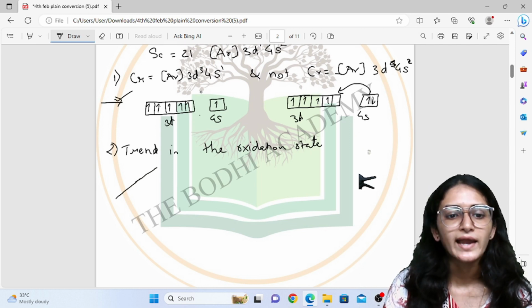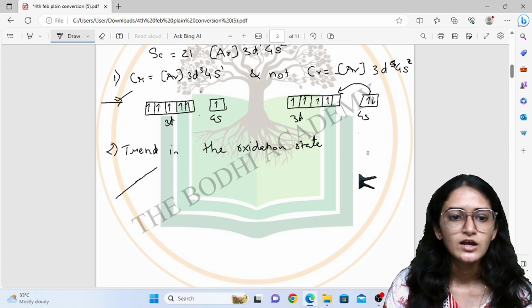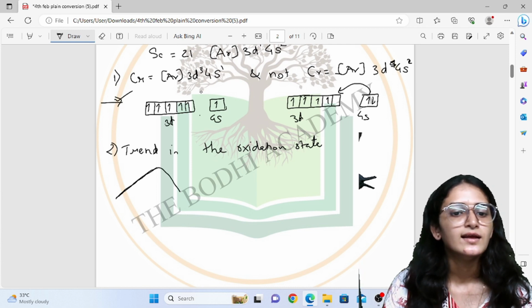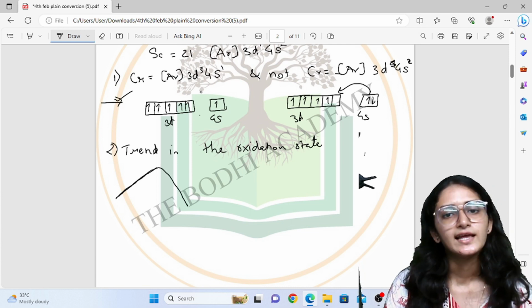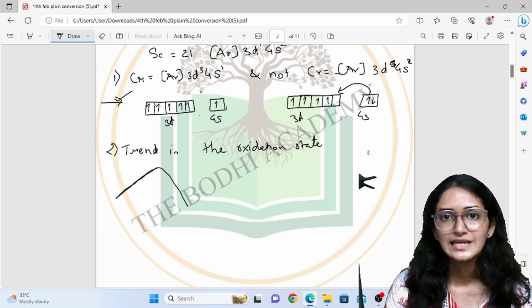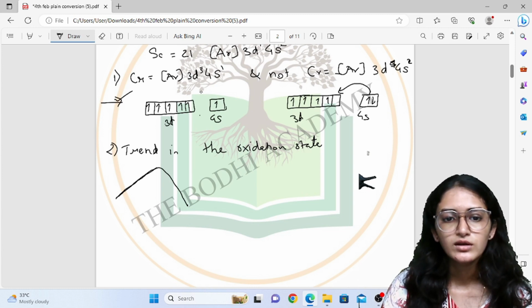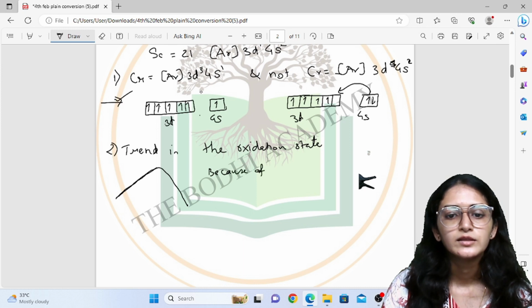Then if you reach manganese, which is in between, manganese you will have a total of 6 oxidation states. So first there will be fewer oxidation states, then manganese you will have more, then again there will be fewer oxidation states when you reach zinc. Okay, now why is this so? Now the reason is because of unpaired electrons.